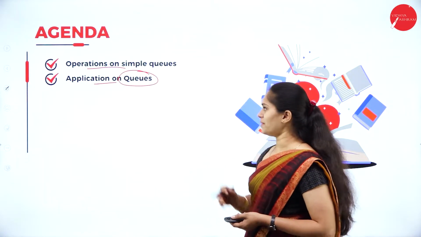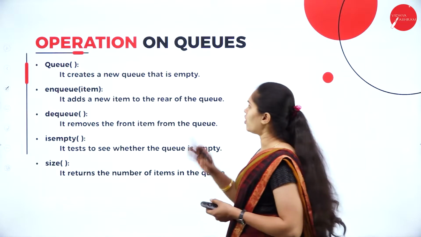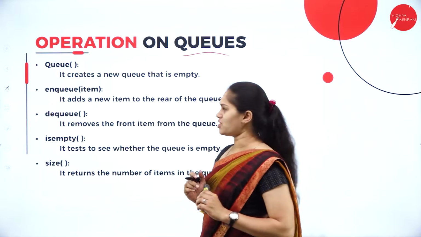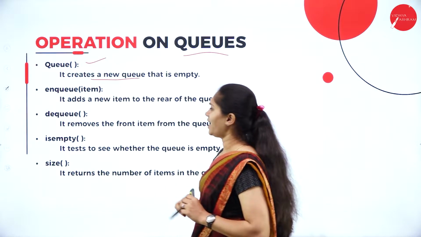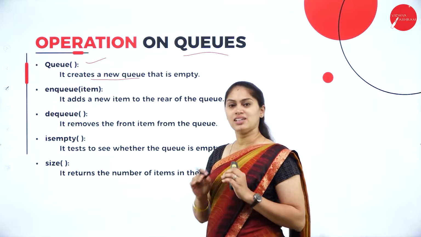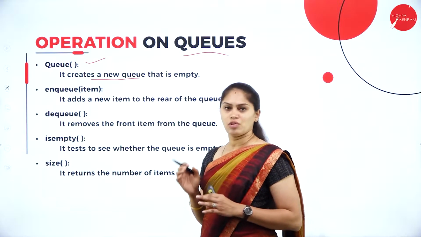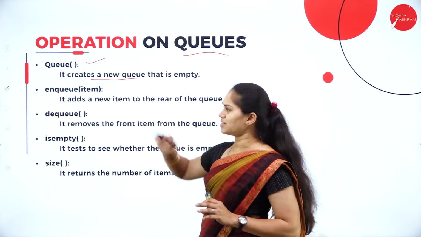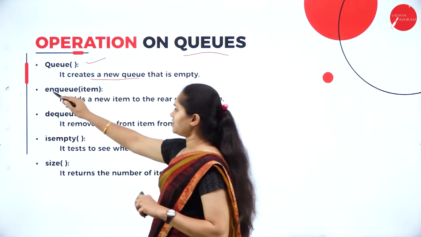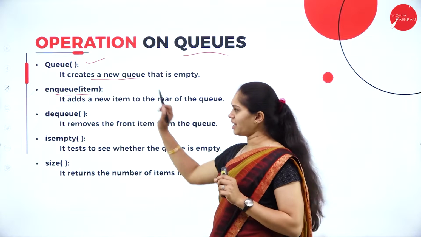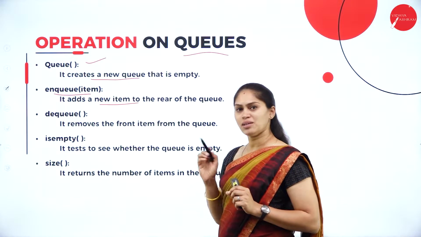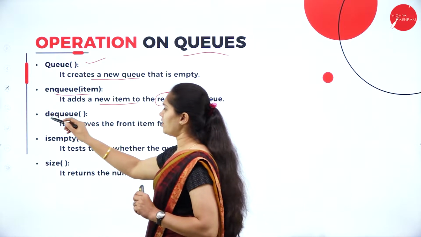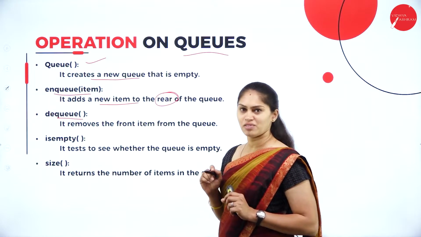We'll see the first topic, that is operations on queue. Already we know all these operations can be done. You just have a brush up here. The queue operation is mainly to create a new queue that will be empty. If I want to delete or insert an element, then there must be the existence of a queue. That is why we have this queue operation. And next we have NQ. Remember, NQ in the sense we are adding a new item to the queue, that too by making use of this rear pointer. And what if I want to delete or remove an element from the queue?